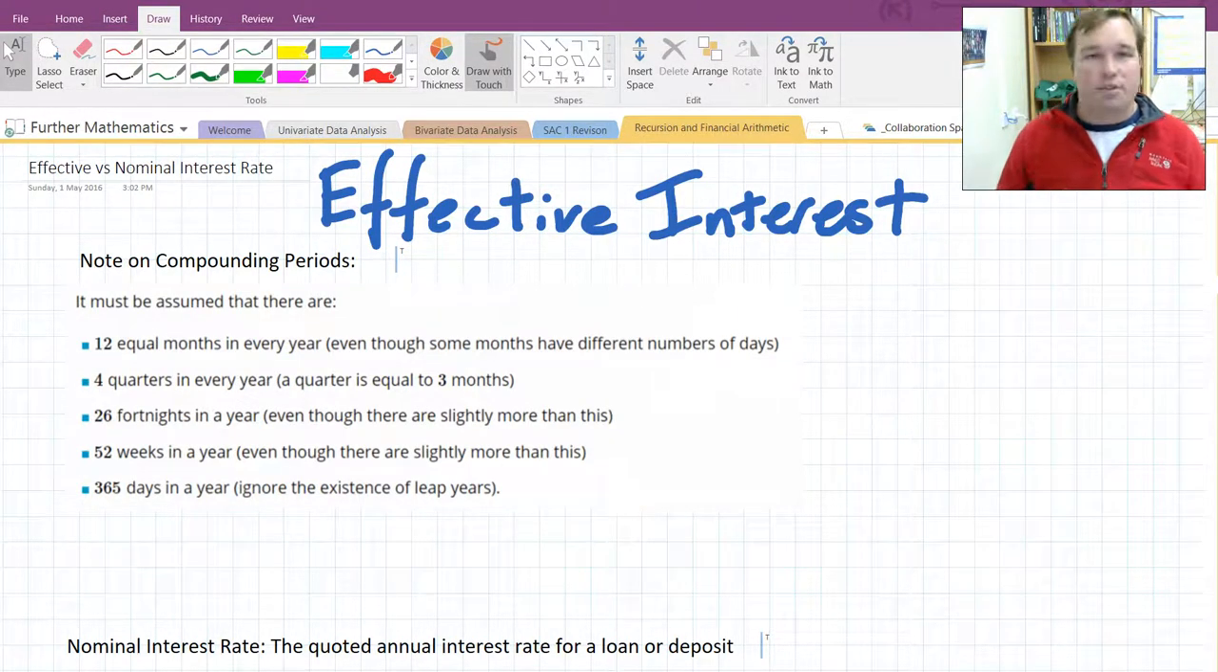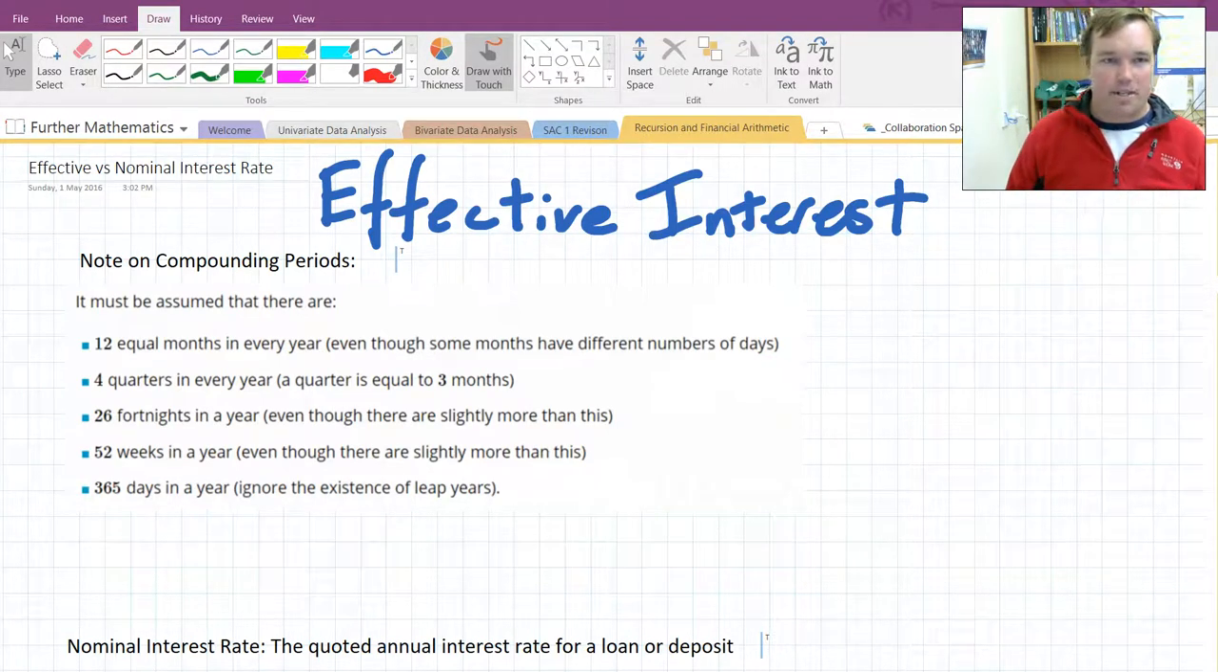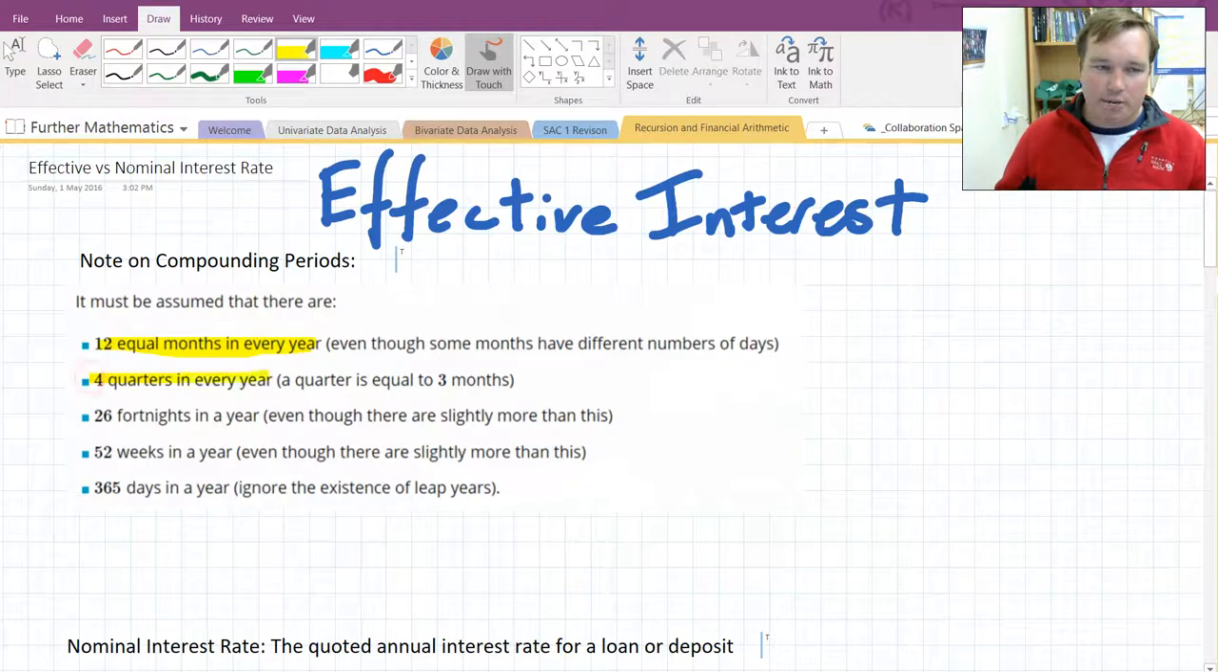Now, before going into actual effective interest, we need to make a quick note on compounding periods as assumed by the BCE. So, first one is fairly easy. 12 months in every year. Makes sense. 4 quarters in every year. 26 fortnights in every year, even though there are slightly more than this. 52 weeks in every year, even though there are slightly more than that. 365 days in a year, ignore the existence of leap years.